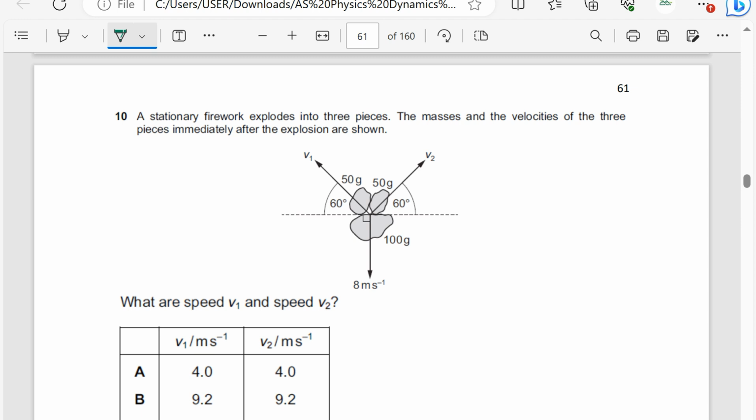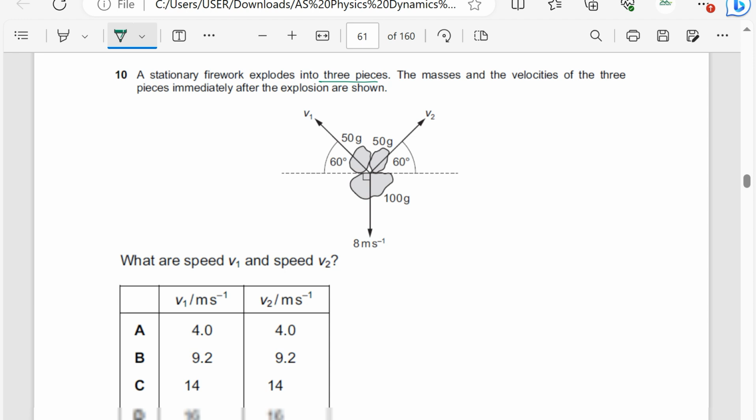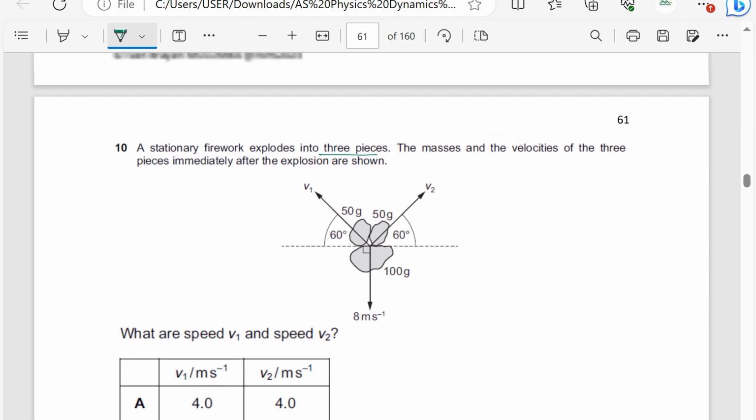A stationary firework explodes into 3 pieces. The masses and velocities of the 3 pieces immediately after the explosion are shown. What are speeds v1 and v2? So it explodes. It means initial momentum is 0 because it was initially stationary. Initial momentum is 0. So I'm going to conserve momentum in the vertical. I'll not change the masses to grams because I know the grams will cancel out. So conserving momentum in the vertical, because in the horizontal momentum is going to be 0 after the explosion.